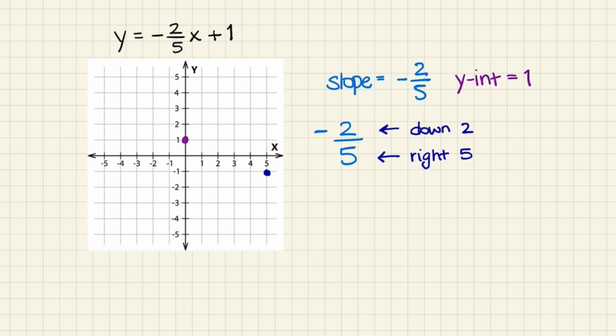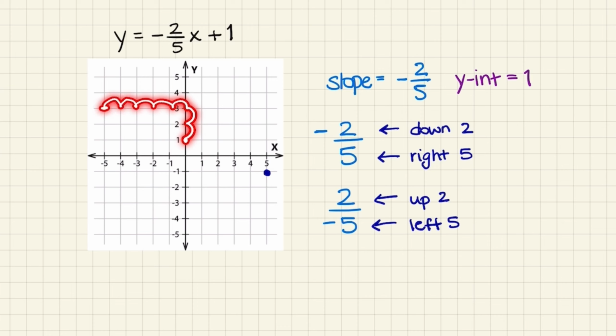Now let's look at our slope again and make the 5 the negative value. So since the 2 is positive, that means we're going to go up 2 units, and the 5 is negative, which means to the left 5 units. So we'll start at our point here. We go up 1, 2, and to the left 1, 2, 3, 4, 5. So our point's going to be right there. And now we can draw our line.